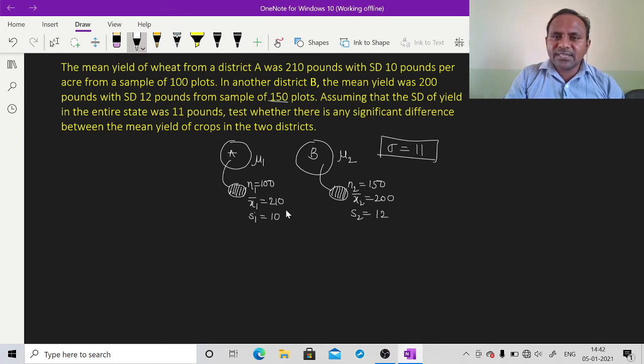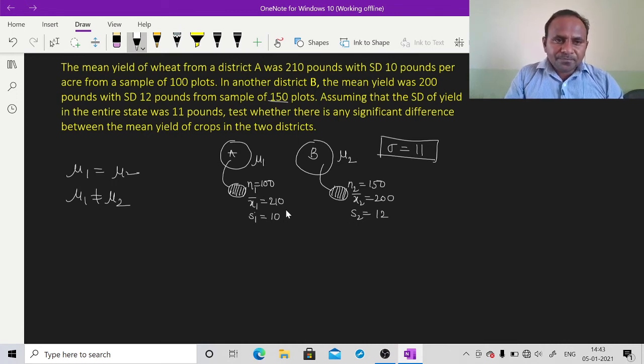Test whether there is any significant difference between the mean yields of the crops in these two districts. I mean, we are testing whether there is any significant difference between the mean yields or there is no significant difference. No significant difference means mu1 is equal to mu2, both are the same. And mu1 not equal to mu2 means that there is a significant difference between the mean yields of these two districts.